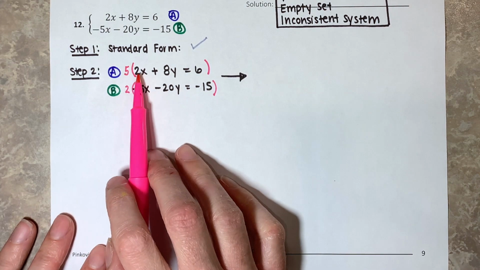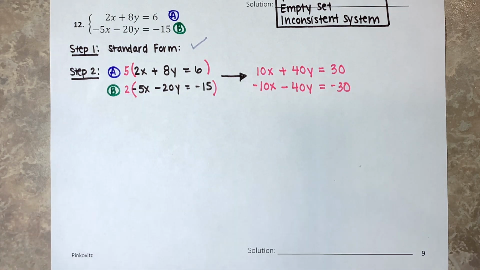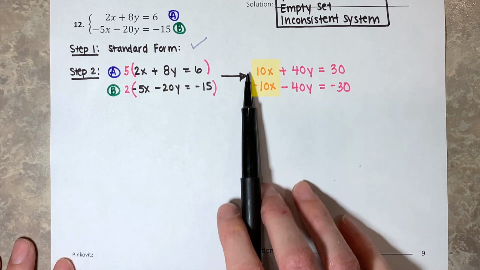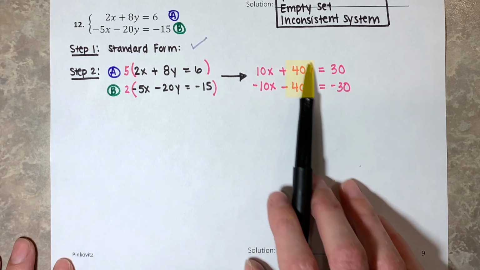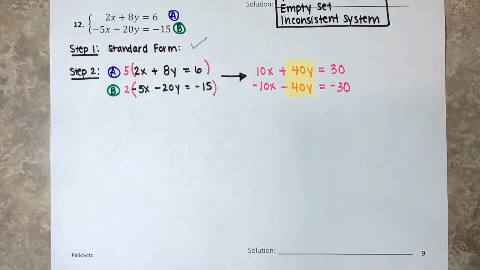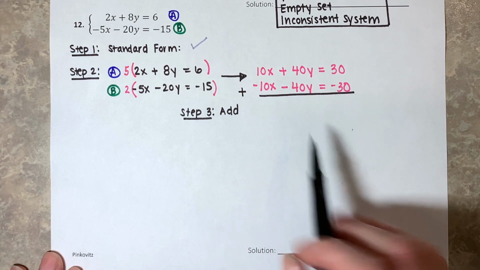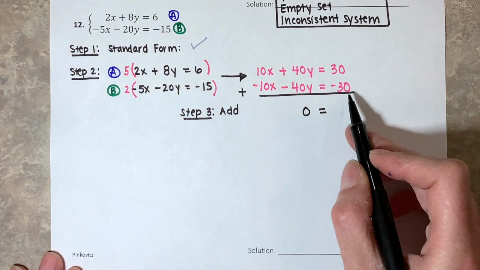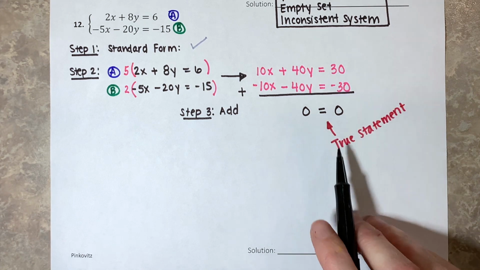Now, if we multiply this top equation by 5, and then if we multiply this bottom equation by 2, now we've succeeded in getting the x's to have matching but opposite coefficients. But again, something interesting happened here. Again, the y's also have matching but opposite coefficients. So let's see what happens in step 3. Now in step 3, the x's cancel and the y's also cancel. So we end up with 0 on the left. And on the right, 30 plus -30 gives us 0. So we end up with 0 equals 0, which is a true statement.